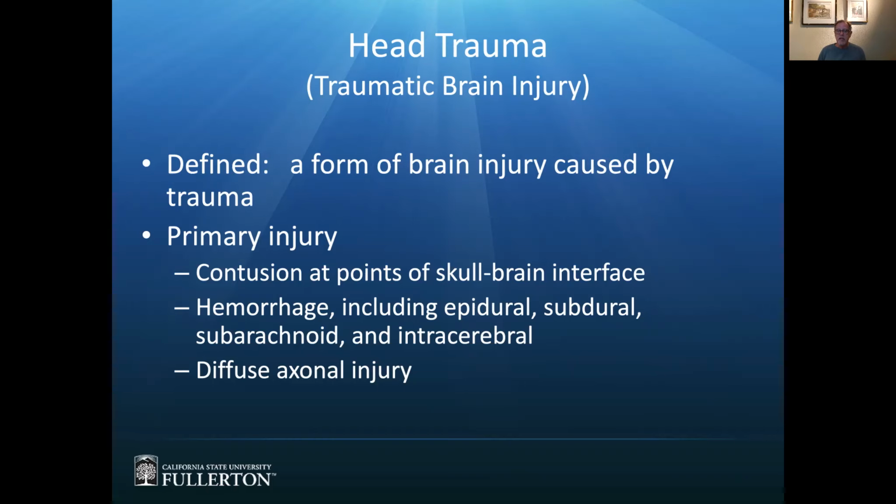And then the last one is diffuse axonal injury. I'm going to call that the hallmark of traumatic brain injury, that it will always be present when there's traumatic brain injury. Even if there's no visible contusion or hemorrhage anywhere on a CT scan, there will be diffuse axonal injury if there has been a significant loss of consciousness.